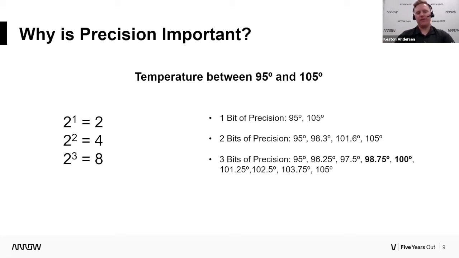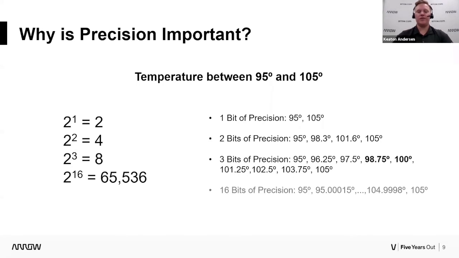Let's pretend I'm going further, and let's say I have 16 bits of precision. So now I have 65,000 options in terms of those temperature ranges. So instead of it being 95, 96.25, now it's 95, 95.00015, and so on and so forth. So there's a much wider range in there to be able to say, I actually know how close I am to the real temperature here. And this may seem silly at 95 to 105 degrees, because those are such finite measurements, and we really aren't super concerned if someone is 98.2 or 98.234, and so on and so forth.